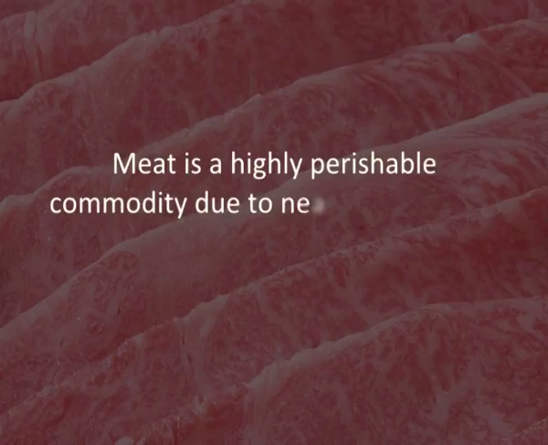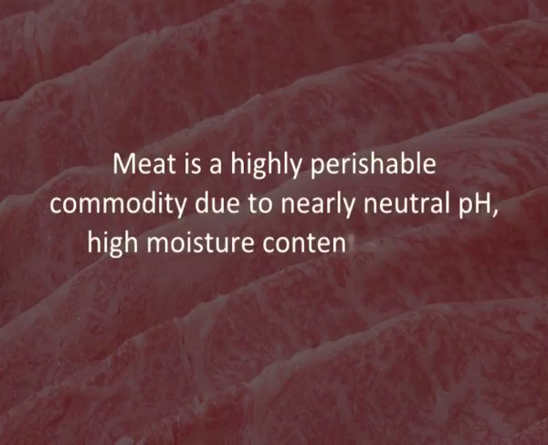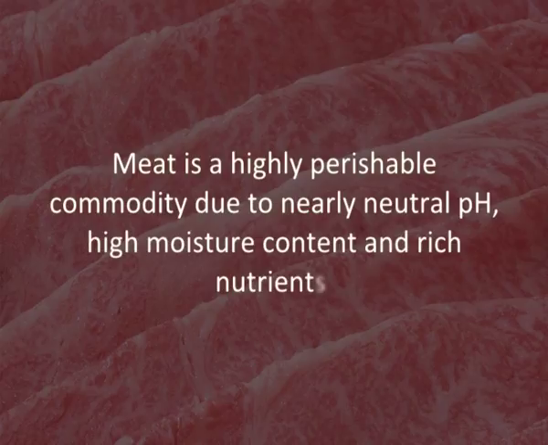Today I am going to discuss with you preservation techniques of meat. Meat is a highly perishable commodity due to nearly neutral pH, that is low acid food, high moisture content and rich nutrients. The diverse nutrient composition of meat makes it an ideal environment for the growth and propagation of meat spoilage microorganisms and common foodborne pathogens. It is therefore essential that adequate preservation technologies are applied to maintain its safety and quality.